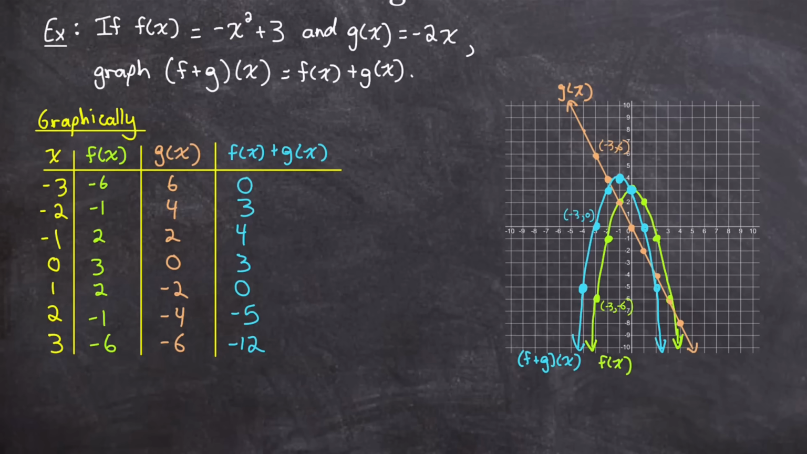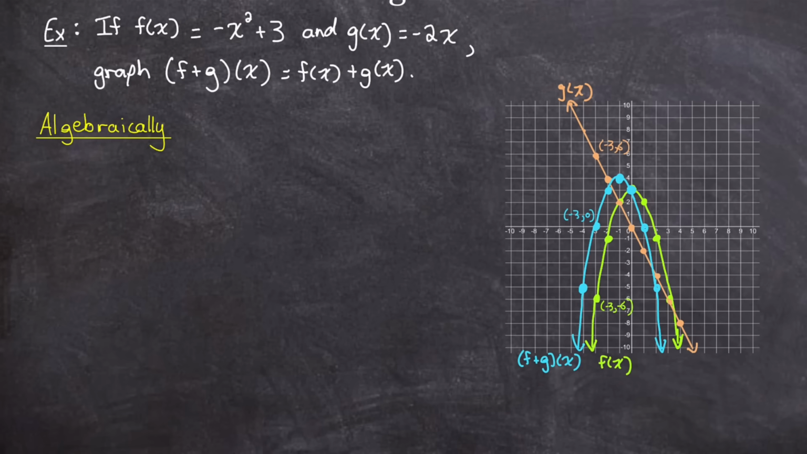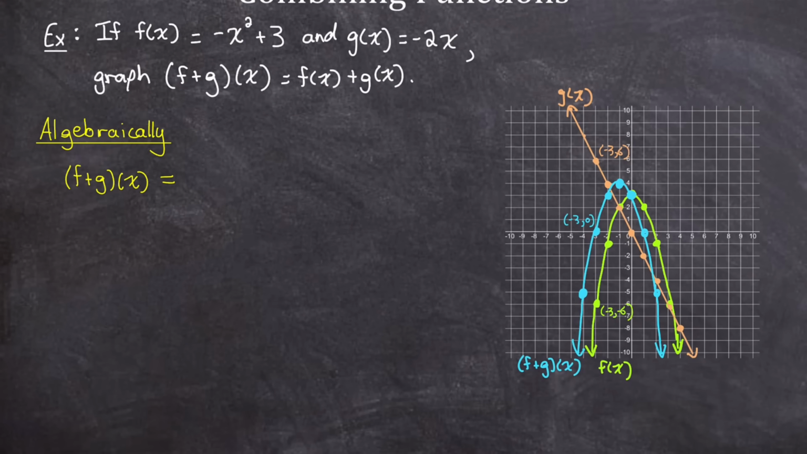And now let me show you the algebraic way we could have done this. We could have come up with the equation for f plus g just by adding the equations of f of x and g of x algebraically. So I can add negative x squared plus 3 with negative 2x. And there are no like terms to collect here, but we would typically see this in proper order of descending order of degree, so write it as negative x squared minus 2x plus 3.